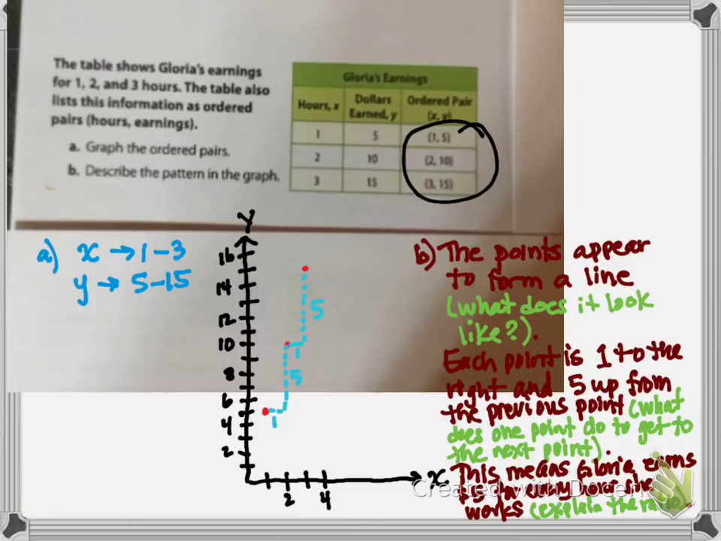And I just realized I forgot something crucial for my graph. What is it? Labels. So we've got hours on the bottom. And I guess it's per hour, not per day. That'd be kind of pathetic, don't you think? $5 a day. What am I thinking? And then over here is dollars earned.